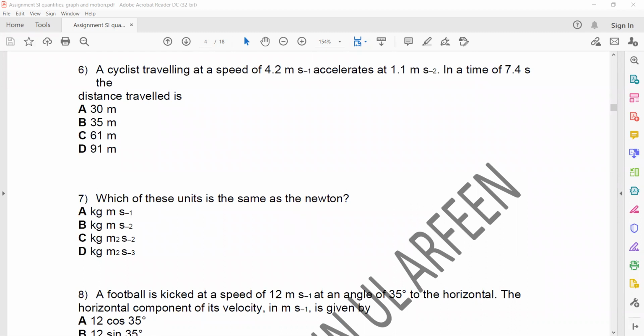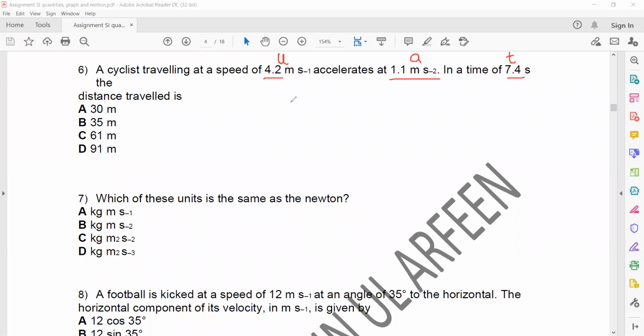In question 6, a cyclist traveling at a speed of 4.2 meters per second accelerates at 1.1 meters per second squared for a time of 7.4 seconds. Find the distance traveled. So how can we work out the distance traveled by the cyclist? The initial speed is given: the cyclist travels at a speed of 4.2. Acceleration is given. Time is also given.